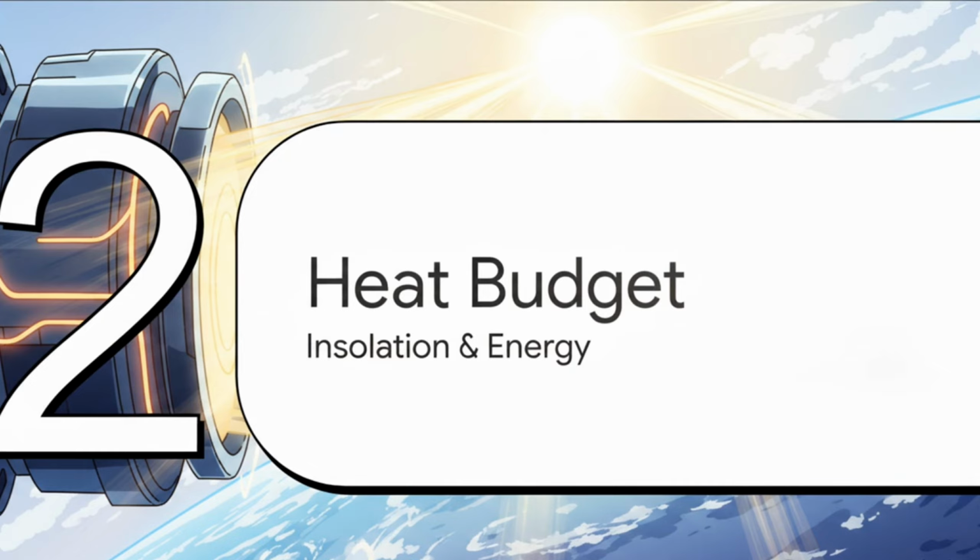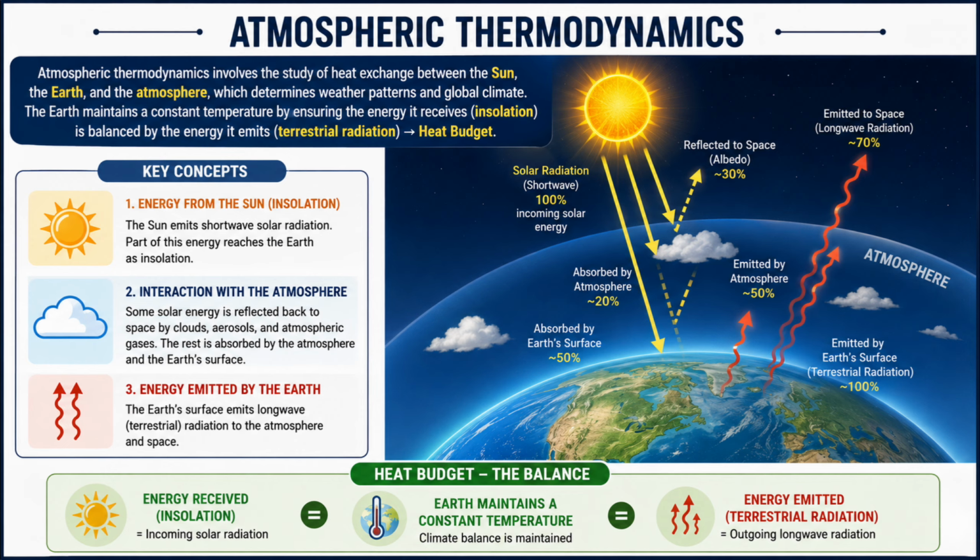Section 2, Insolation and Heat Budget. All right, so atmospheric thermodynamics, insolation and heat budget. Atmospheric thermodynamics involves the study of heat exchange between the sun, the earth, and the atmosphere, which determines weather patterns and global climate. The earth maintains a constant temperature by ensuring the energy it receives, called insolation, is balanced by the energy it emits, called terrestrial radiation.